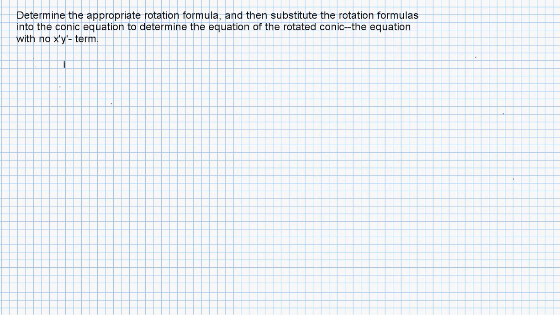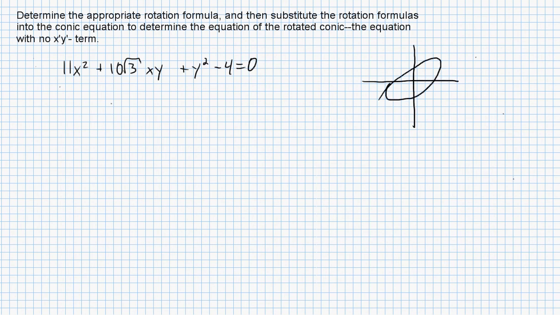Okay, so we're going to be working with this equation here, 11x squared plus 10 rad 3 xy plus y squared minus 4 is equal to 0. Now here's what's going on. What we're trying to do here is that's probably some kind of ellipse like this. Now the equation in terms of the x and the y axis is given by that one right there.